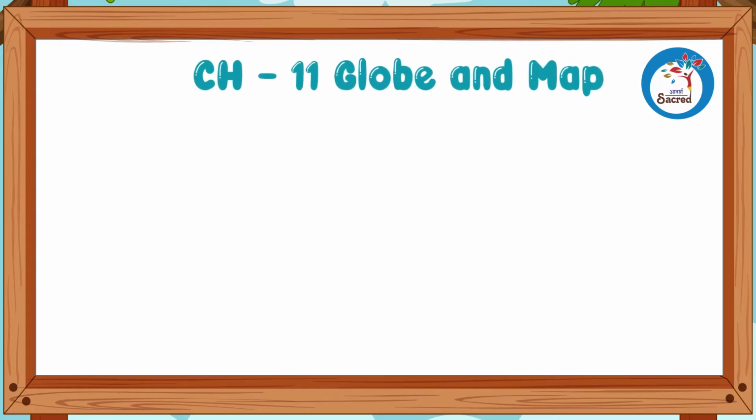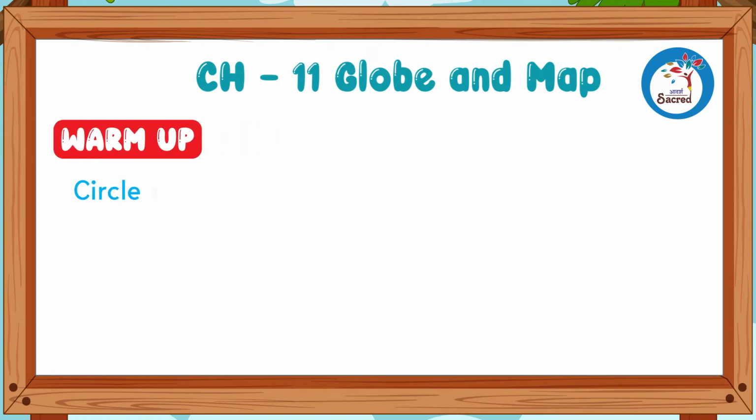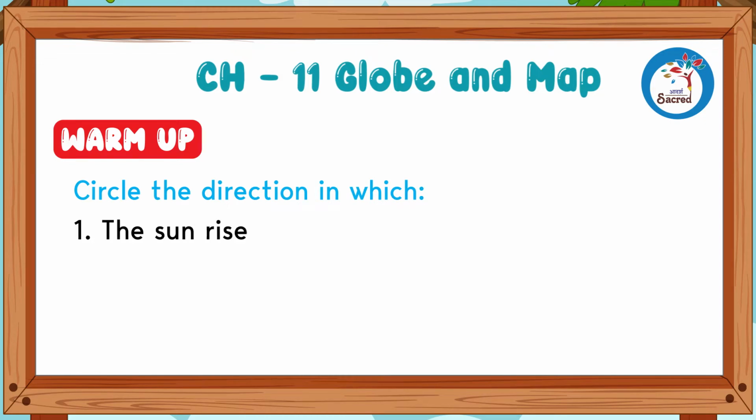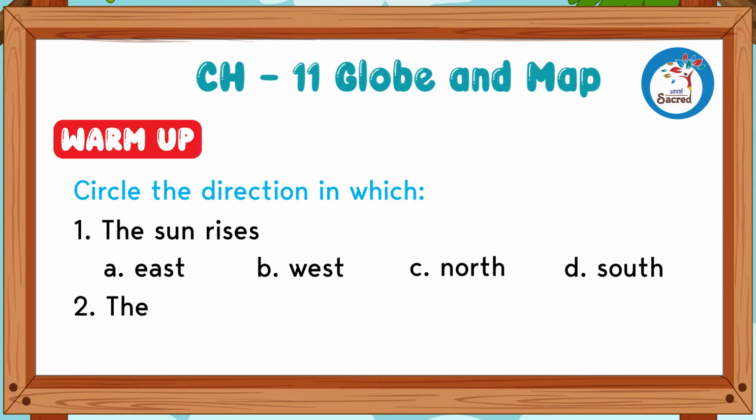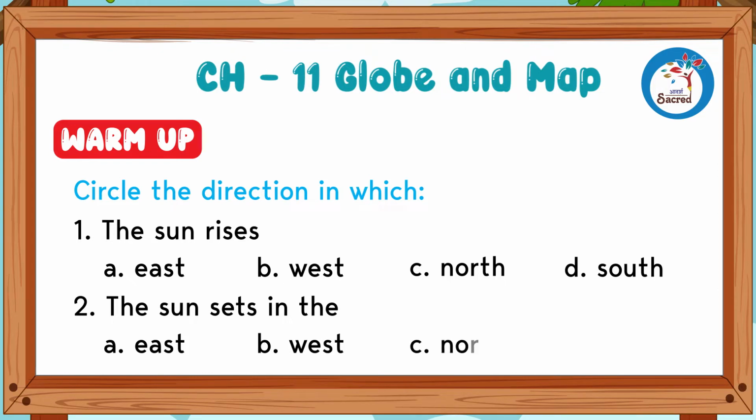Chapter 11, Globe and Map. Warm up. Circle the direction in which: 1. The sun rises. A. East. B. West. C. North. D. South. 2. The sun sets in the A. East. B. West. C. North.